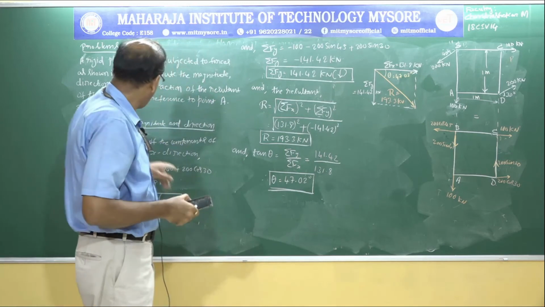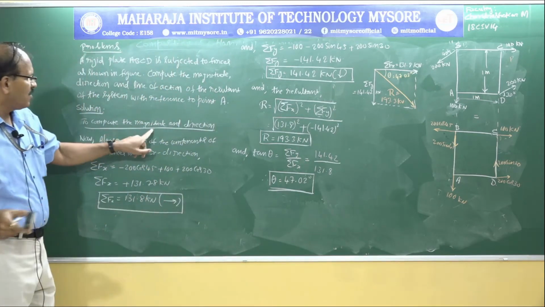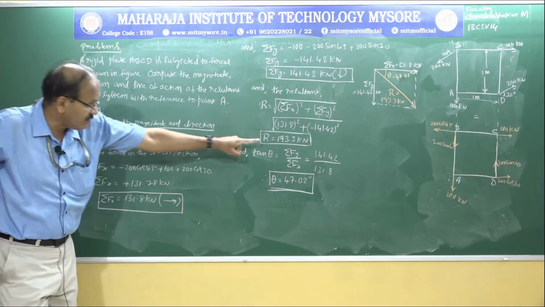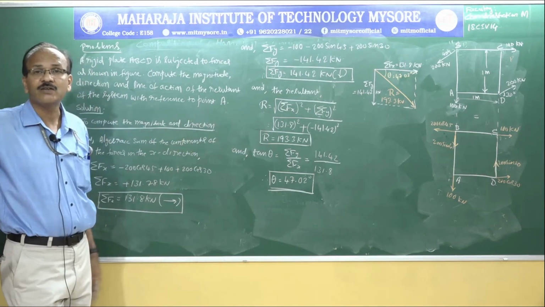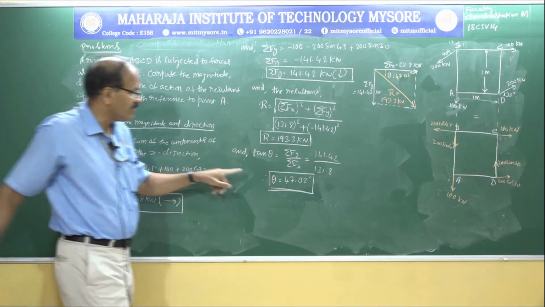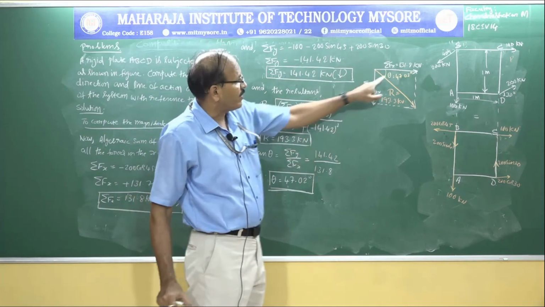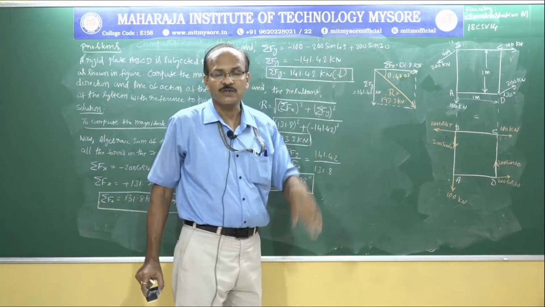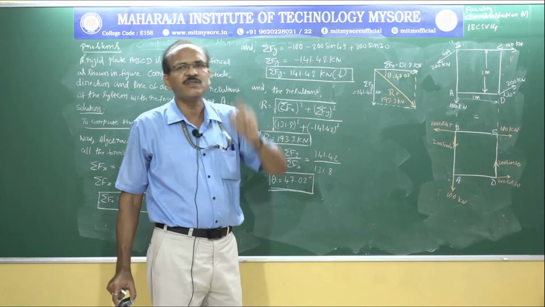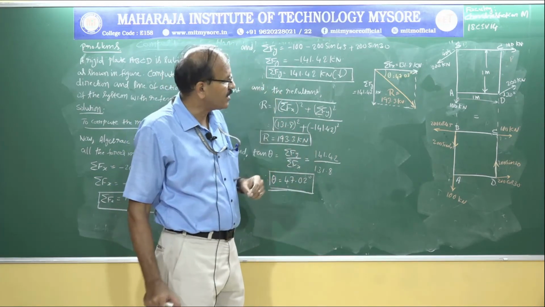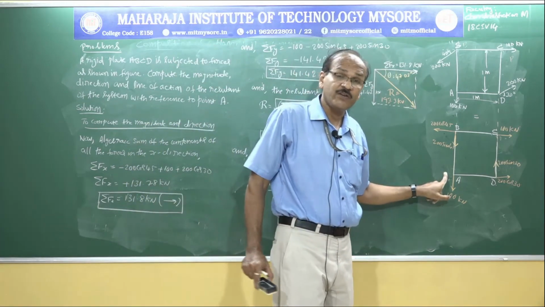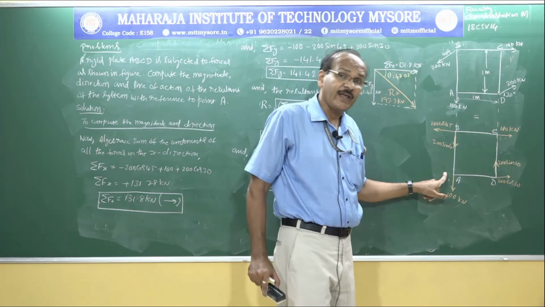Okay. So we calculated the magnitude of the resultant, which is 193.3 kilonewton, and the direction of the resultant, that is at an angle of 47 degree with respect to the horizontal. The next thing is we need to find out where is the position of the resultant with respect to point A.